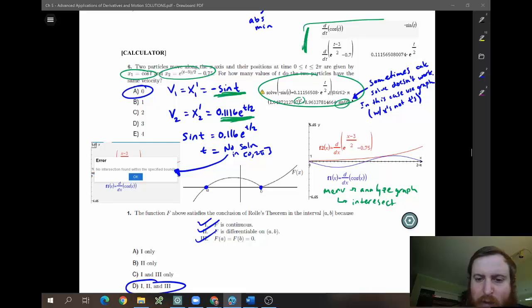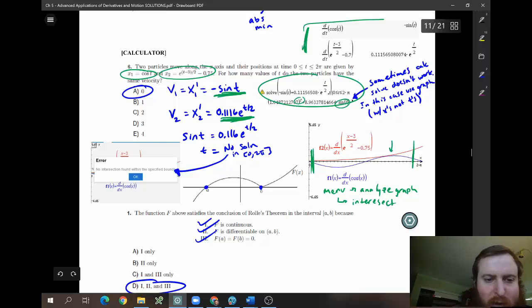So I said, here's my left side, here's my right side. Maybe it intersects right there. And it didn't. It gave me an error. It said there's no intersection. So that means that there's nowhere where those graphs are the same.